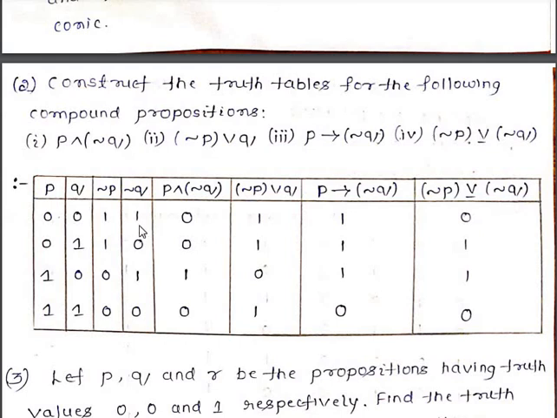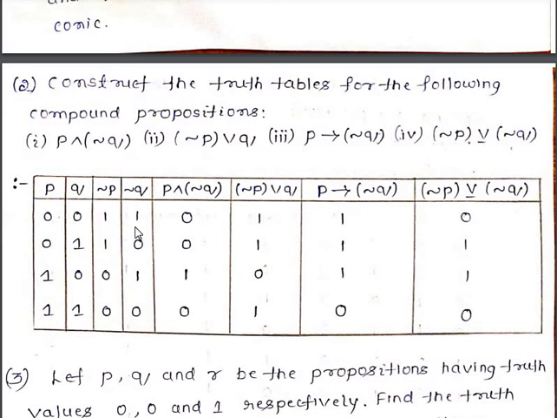So 0, 1 gives 1. 0, 0 gives 1. 1, 1 gives 1. 1, 0 gives 0. Next one is negation P exclusive disjunction of negation Q. So negation P exclusive disjunction of negation Q. So only these two we will be considering.